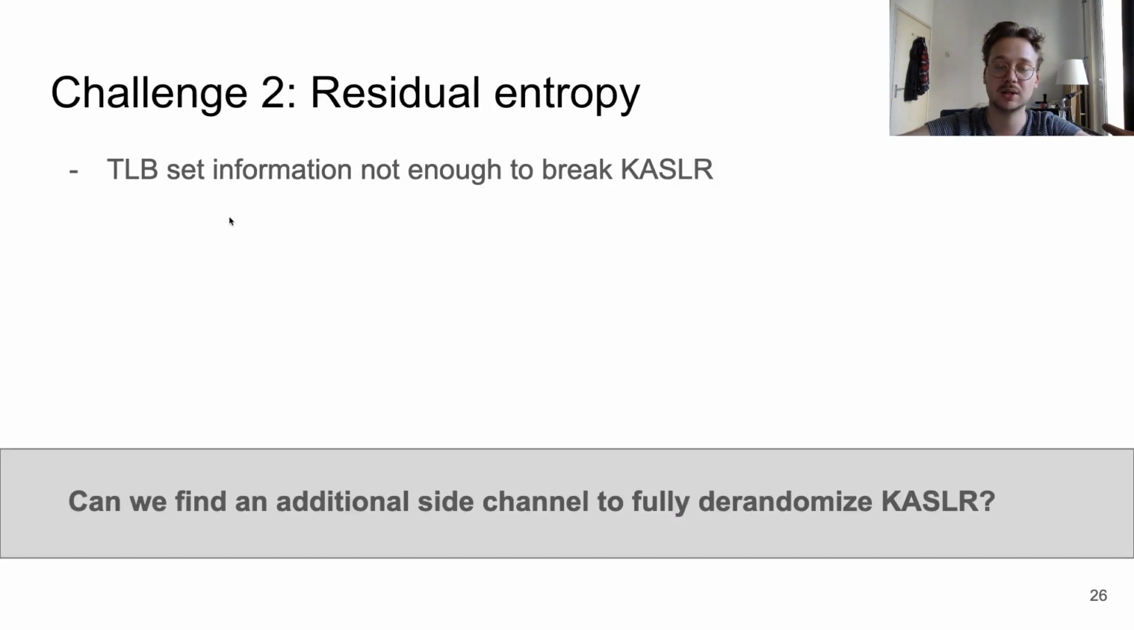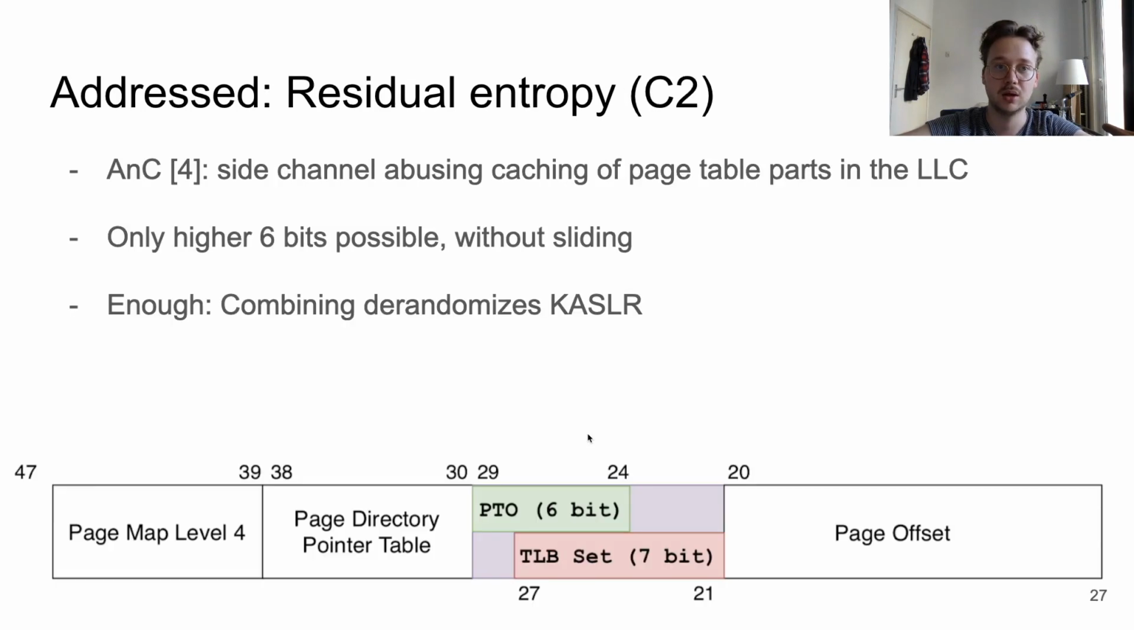So how do we derandomize the 2 missing bits? Can we find an additional side channel attack to fully derandomize KASLR? To do so, we're using ANC, and for more details I refer back to their paper, which is a side channel attack abusing caching of page table parts in the last level cache. Without sliding, because sliding is very tricky to do, we can only get the 6 higher bits of every page level. So in this case, we can get those 6 bits, which you can see is enough to fully derandomize KASLR. And we even have 4 bits overlapping that we can use for noise reduction.